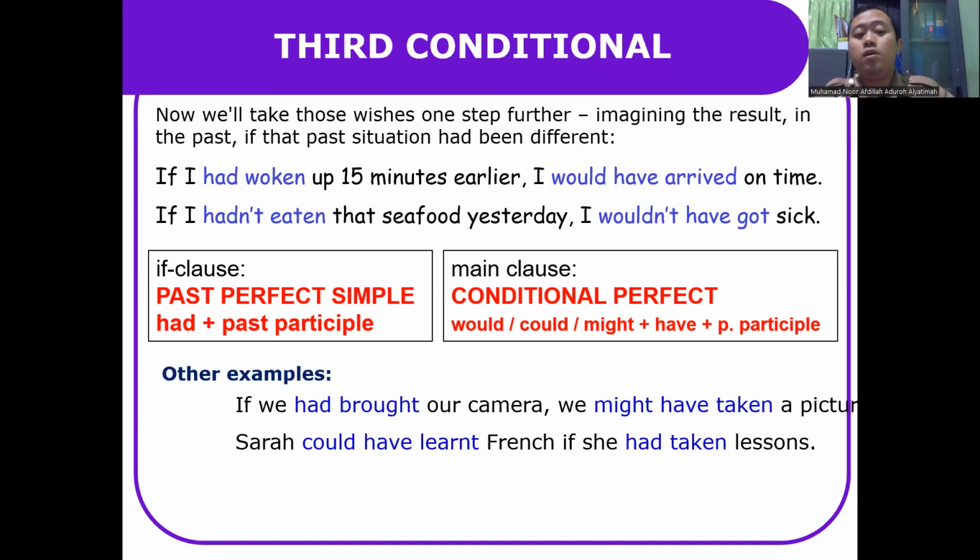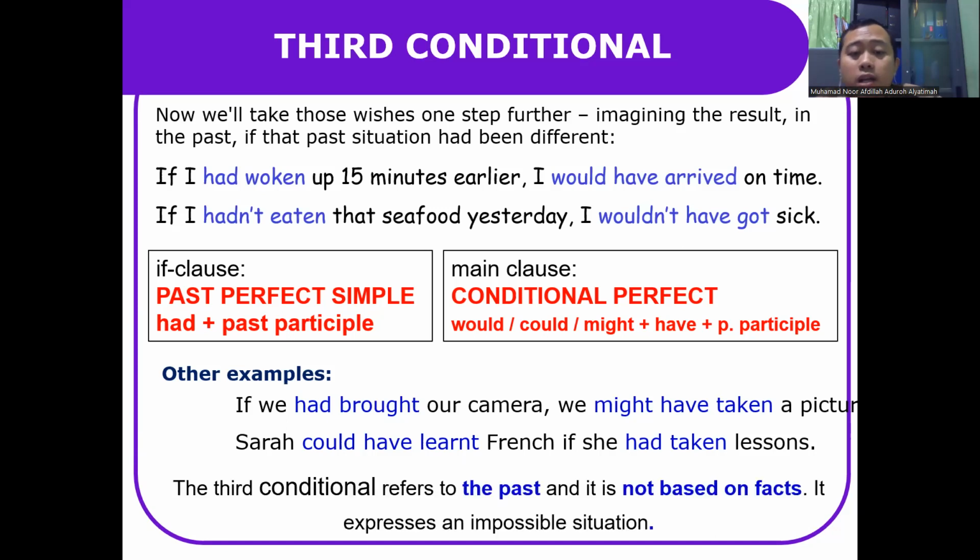Okay, class. For other examples, if we had brought our camera, we might have taken a picture. Sarah could have learned French if she had taken lessons. If we had brought our camera, it is if plus subject plus had plus past participle, and for the main clause, we plus modal plus have plus past participle. Okay, the third conditional refers to the past and it is not based on fact. It expresses an impossible situation.